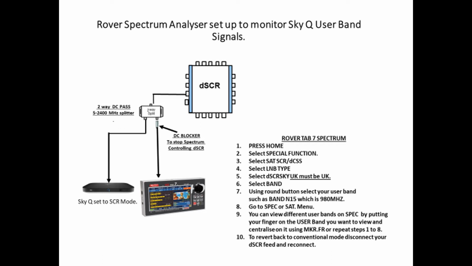As I said before, it's probably going to be 1030, 15 megs up from 980. Have I got that right? Yep. Because those are the first two that tend to come on. And again, if you revert back to conventional mode, disconnect your DSCR feed and reconnect.